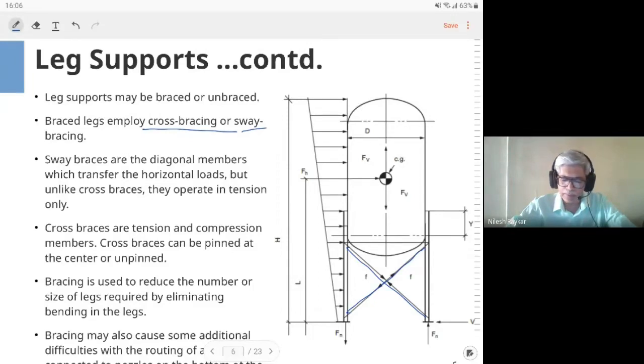And if you are providing braces, then it occupies space around the bottom of your structure. So any pipeline that you have to take in that region faces certain constraints. So that point is to be noted.